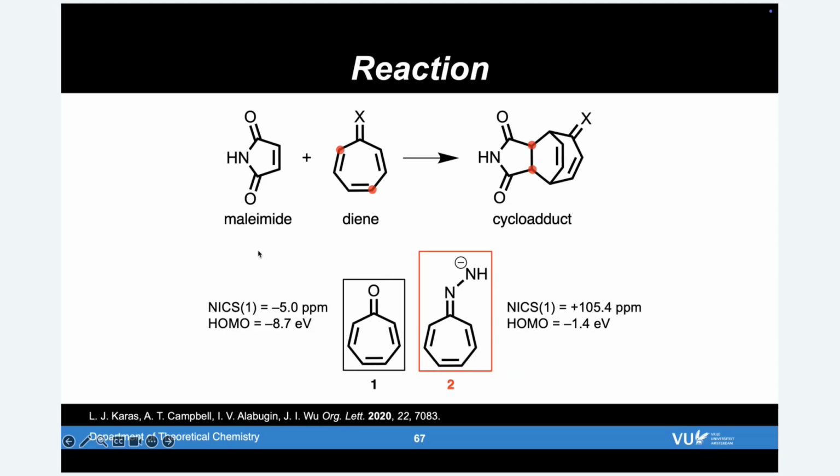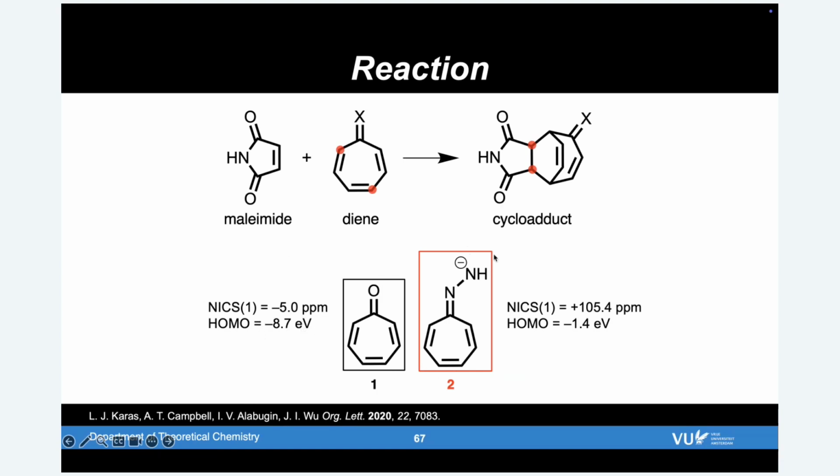They measured the nucleus-independent chemical shift at 1 angstrom above the center of the ring. They did that for tropone and showed that it's negative, so it's aromatic. They measured the highest occupied molecular orbital. That orbital is, as I mentioned, very stable, at negative 8.7 electron volts.